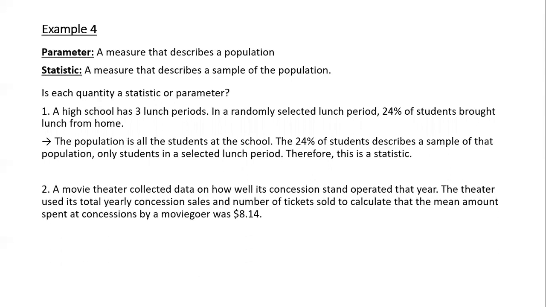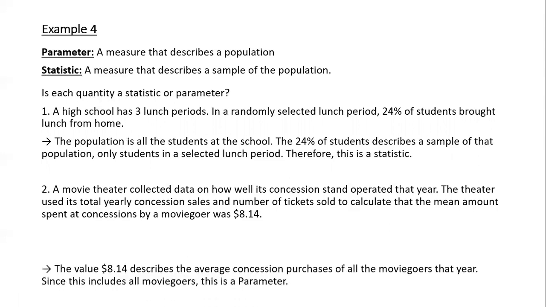Okay, next one. Movie theater collected data on how well its concession stand operated that year. The theater used its total yearly concession sales and number of tickets sold to calculate that the mean amount spent at concessions by a moviegoer was $8.14. So here we have a movie theater. The population would be all of the people that went to that movie theater for that year.